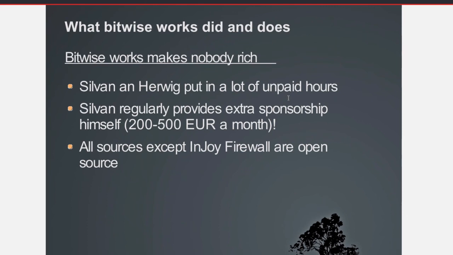If people think that Bitwise Works is something that makes you rich, Sylvan and Herb put in a lot of unpaid hours, and Sylvan regularly provides sponsorship himself of between 200 to 500 euros a month. All the source code of Bitwise Works is again fully accessible to the general public. Everybody can compile it, except Enjoy Firewall.